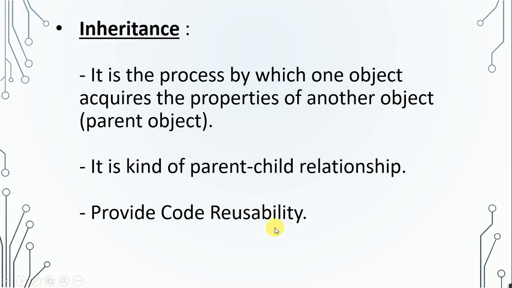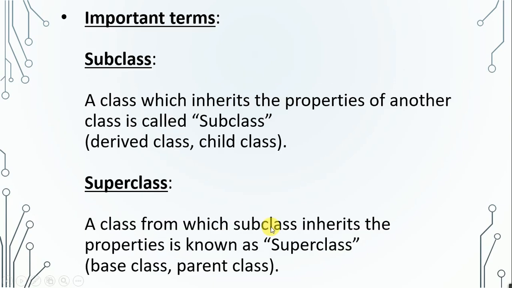Now why? Because we are inheriting the already written properties. We are not going to rewrite the code, right? So that's why we can say it provides code reusability. Then these two are the most important terms you need to know before learning inheritance.